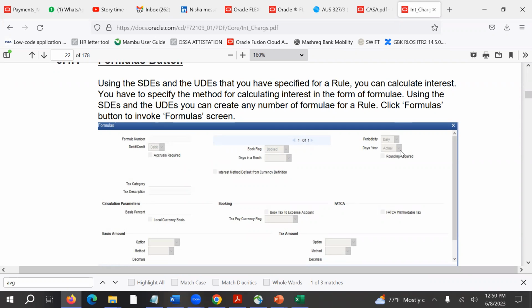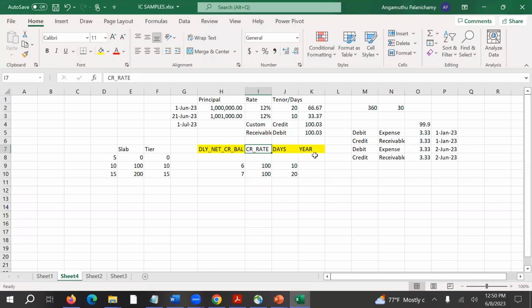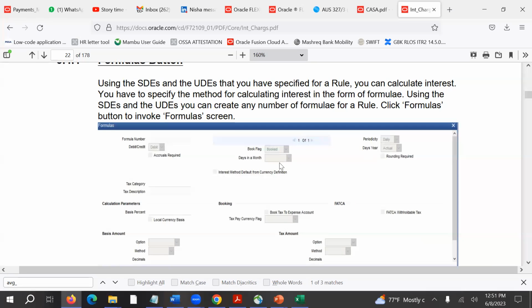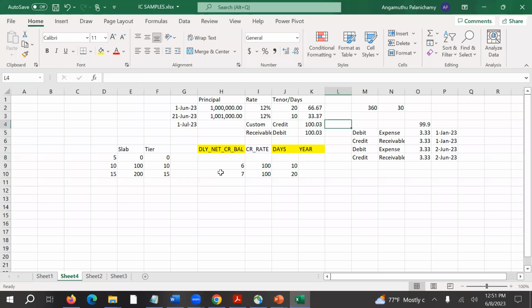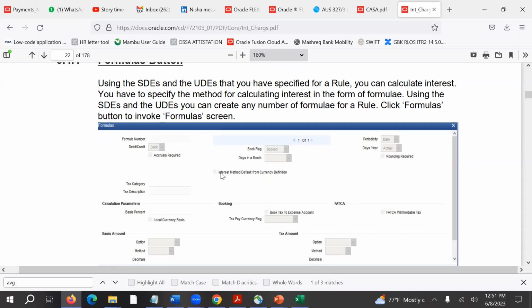And then here, how to consider the year. Whether it is 360 or 365 or actual is given over here. And if I want to make it standard based on the currency definition, I can take that. Let's say for AED, they are saying 365, and for INR, I can have 360. So based on the currency, it can change dynamically. The same formula, based on the currency, will apply either 365 or 360. That is the leverage it gives.